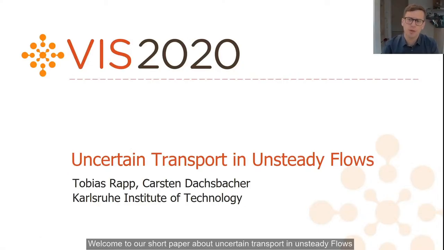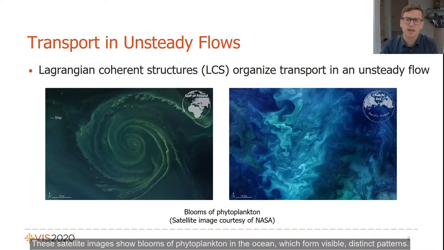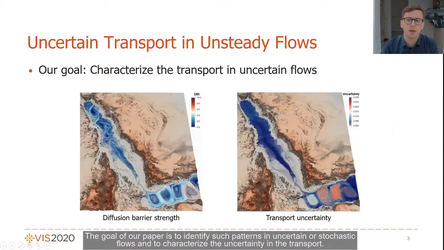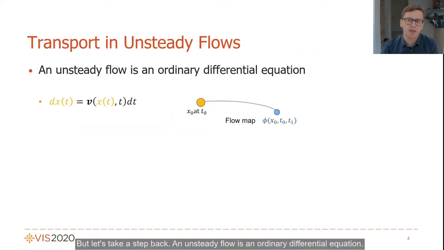Welcome to our short paper about uncertain transport in unsteady flows. These satellite images show plumes of phytoplankton in the ocean, which form visible, distinct patterns. These patterns are governed by the Lagrangian coherent structures, which organize the transport of a material in a flow. The goal of our paper is to identify such patterns in uncertain or stochastic flows and to characterize the uncertainty in transport. But let's take a step back.